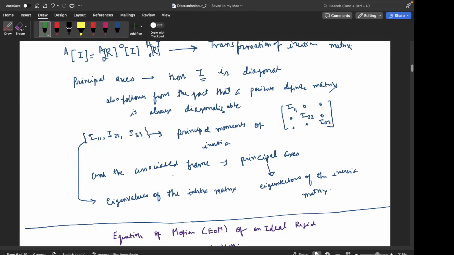The inertia matrix can be represented in its principal axes, which correspond to the eigenvectors of the inertia matrix, and the eigenvalues correspond to the principal moments of inertia, the three values I11, I22, I33.